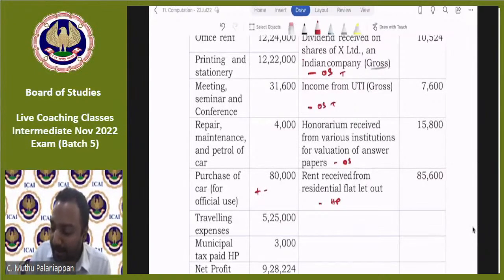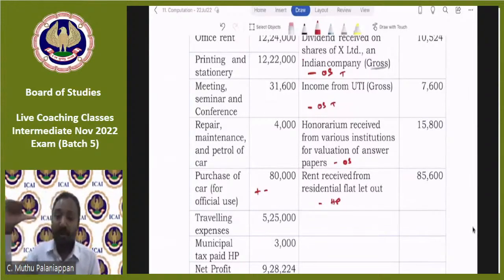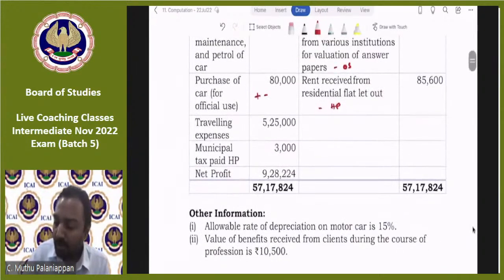So I'll add a minus. You need to provide depreciation on this asset. So you're going to add back 80,000 from expenditure. It is disallowed. You need to provide depreciation on this 80,000. Traveling expenses, municipal tax paid under house property. Municipal tax paid under house property should be considered under house property, not here. So I'll put a plus and write HP, which means I need to consider this in house property also.